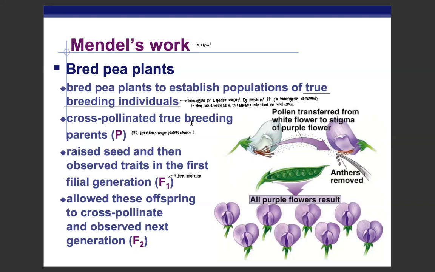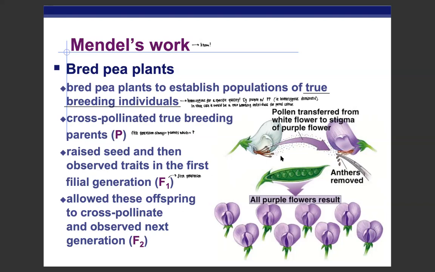So he cross-pollinated these true breeding parents. We always call the first generation parents with a capital P. And then he raised the seeds of these parents and observed the traits in the first filial generation, so the first offspring generation, which we call F1. He then allowed these offspring to cross-pollinate with each other and observed the second generation, F2.